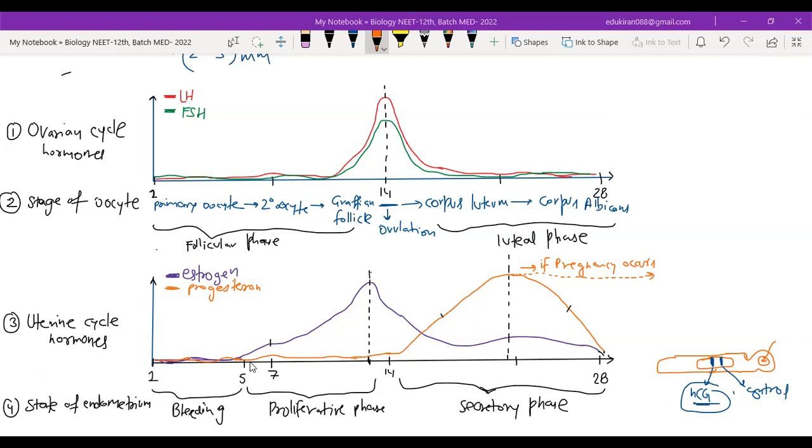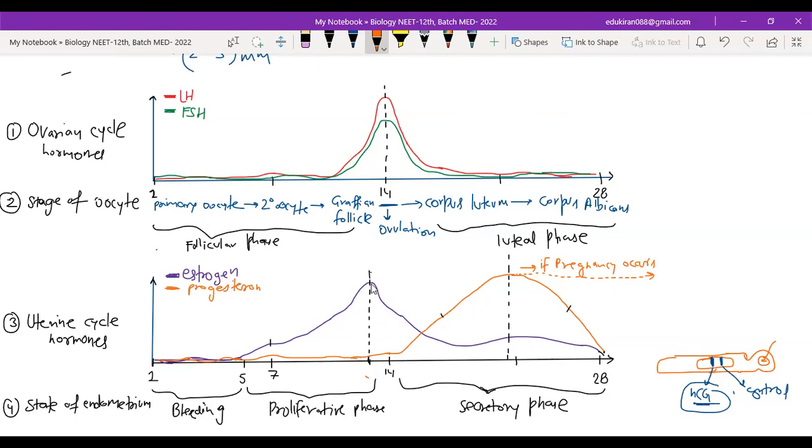Then from day 6 onwards, after the bleeding phase, the level of estrogen, shown here in purple, starts rising, and it reaches the peak somewhere around day 12, 13. This is before ovulation, because before ovulation the proliferative phase of the uterus has to be completed. The uterus should remake everything it lost during the bleeding phase. Then on the 14th day ovulation happens, so nothing significant is happening in the uterus.